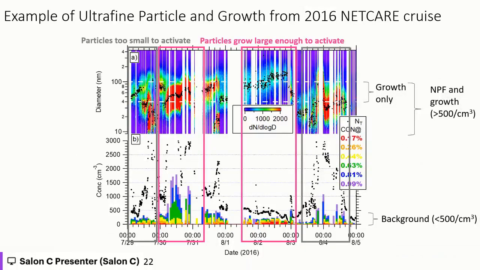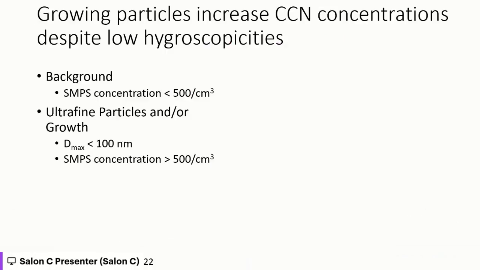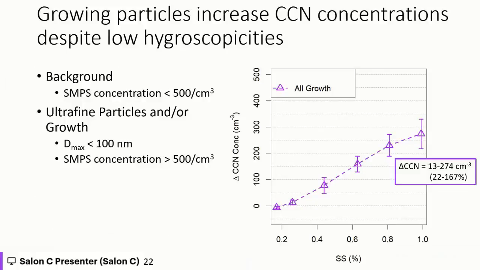And then I further zoomed in to times when it looked like the particles were specifically activating as CCN. That's when the diameters were between 40 and 100 nanometers. Then I took the mean at each of the supersaturations and subtracted the background from them. If we look at all the times when we were in a new particle formation or growth time and subtract the background, we're seeing an increase. This is basically saying that these new particle formation and growth events are contributing between 13 and 274 particles per cubic centimeter, which is equivalent to a 22 to 167% increase in the total CCN concentrations.